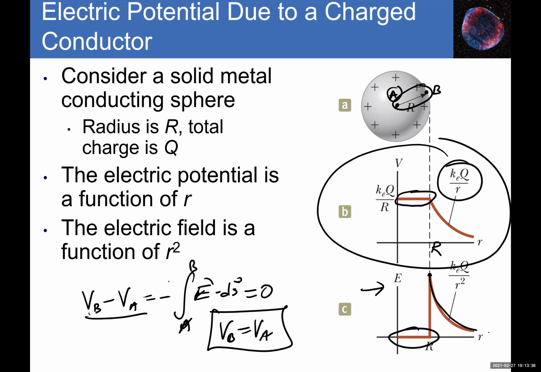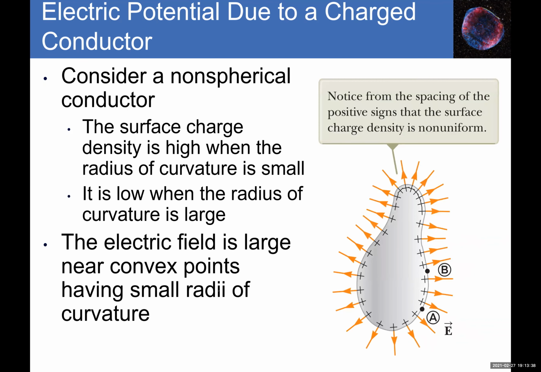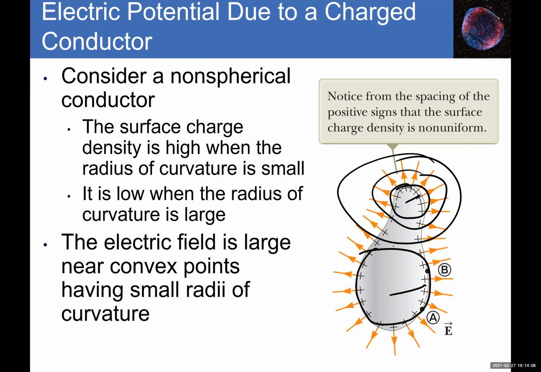Okay, now we have here a non-spherical conductor. You can see the surface charge density is high when the radius of curvature is small. If I break it down into smaller curvatures like this, say this is a smaller radius and this is a larger radius, then the electric field magnitude will be larger. The electric field is large near the convex point, having a smaller radius of curvature. That means the electric field magnitude will be stronger here, and weaker in these regions.